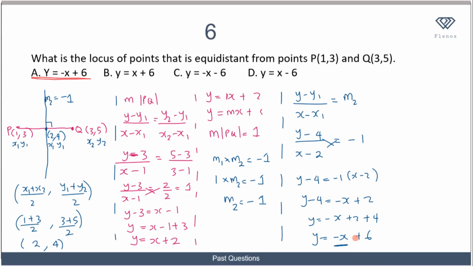So as you can see, this question is pretty long, and it requires an in-depth understanding of these principles of loci and of the equation of a line to be able to attempt this question successfully. So let's move on to the last question that I'll be looking at.